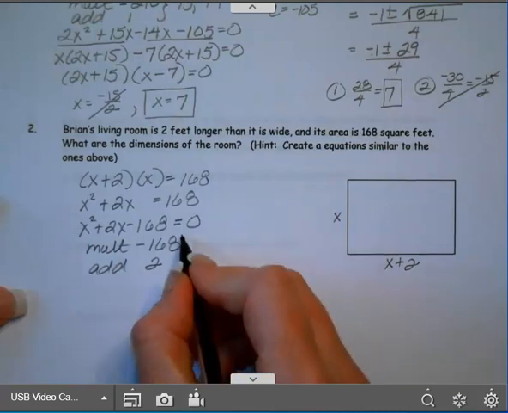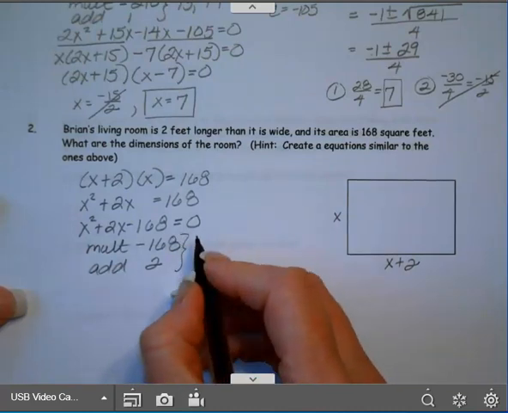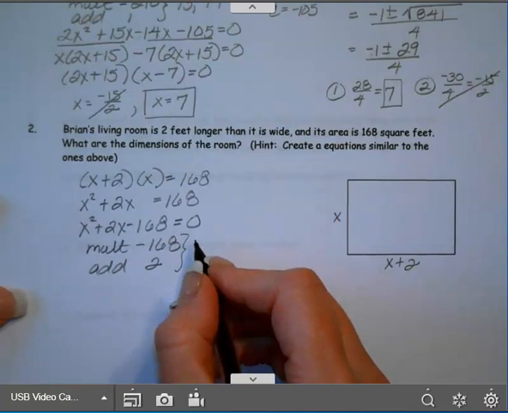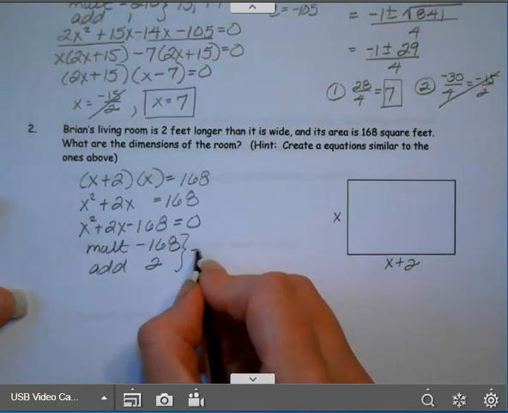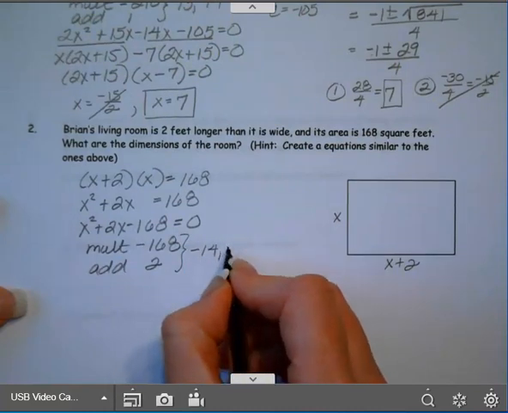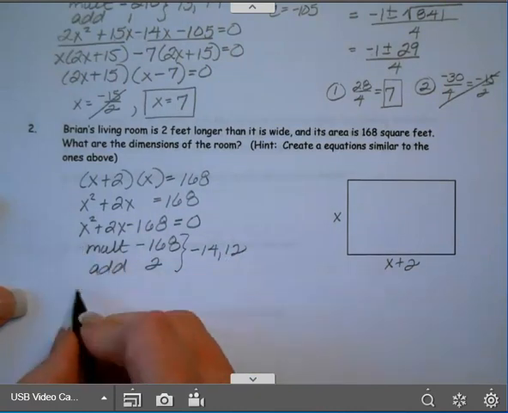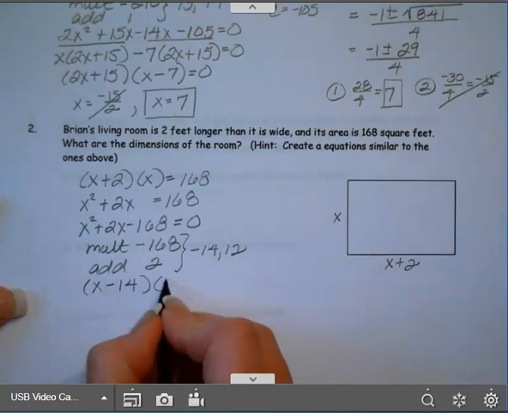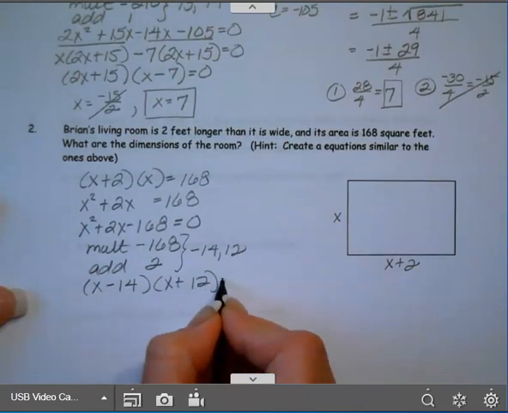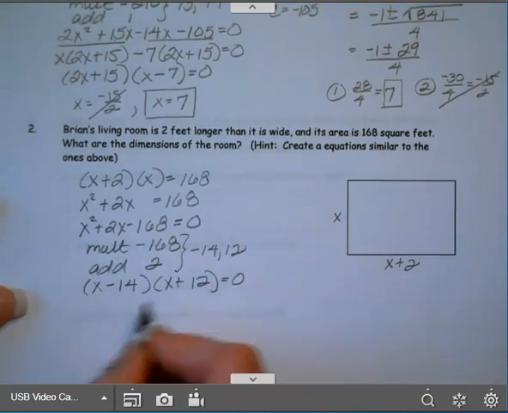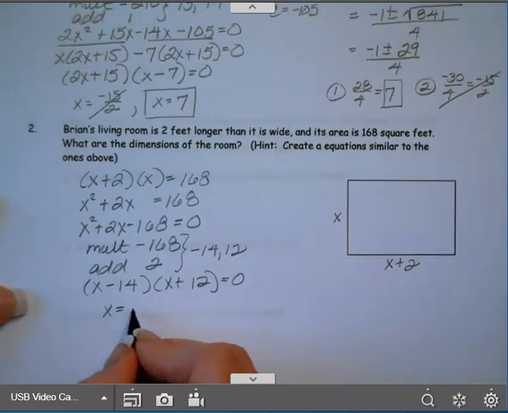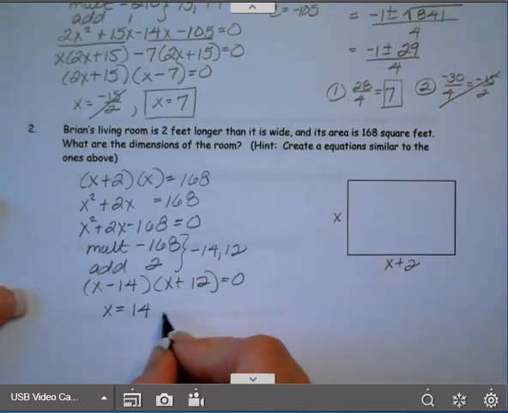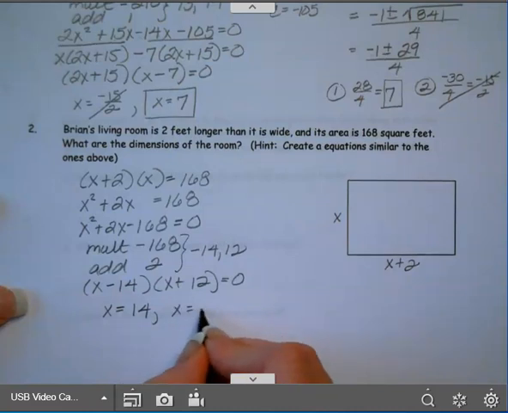stick with factoring. On this, the numbers that multiply to negative 168 and add to 2 are negative 14 and 12. The leading coefficient's 1, so you just get to fill those in. So x minus 14, x plus 12, and that is equal to 0. So your solutions, 14 will make that 0, and negative 12 would make that one 0.